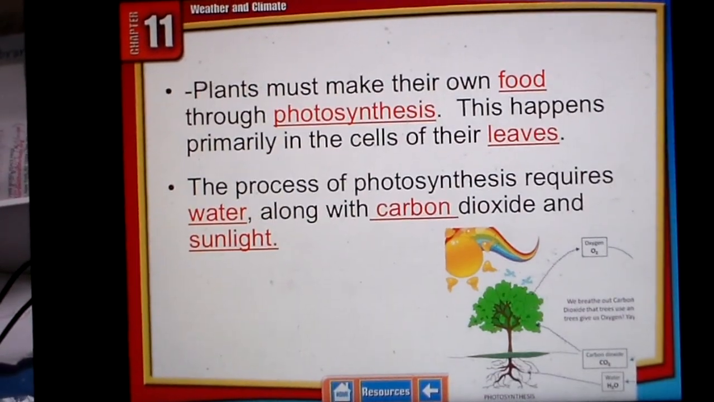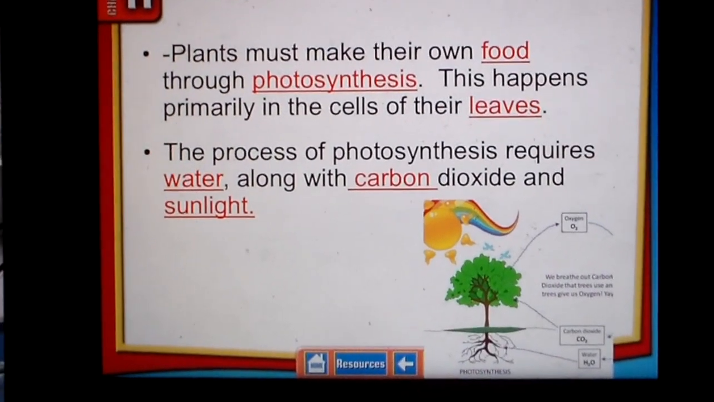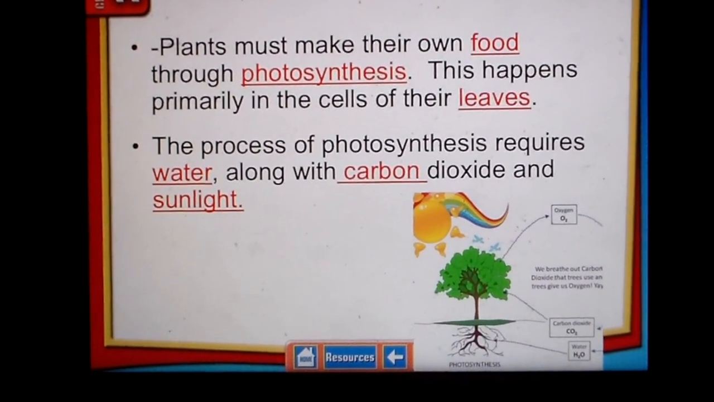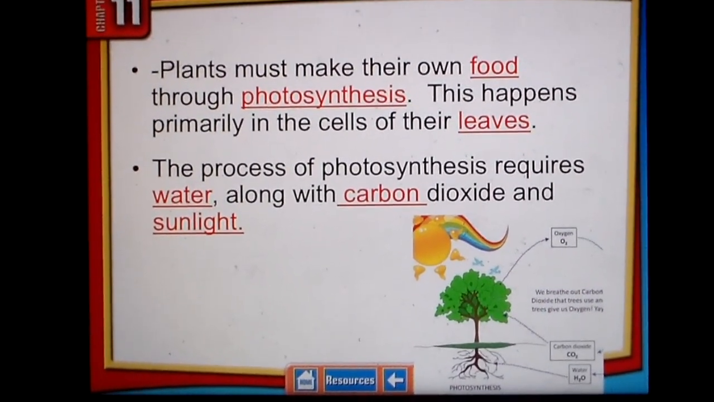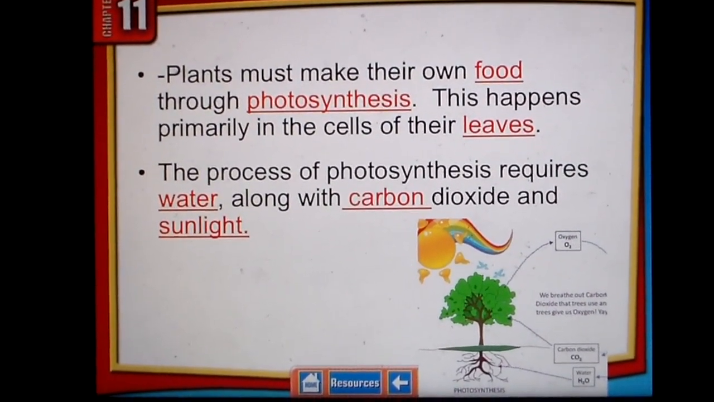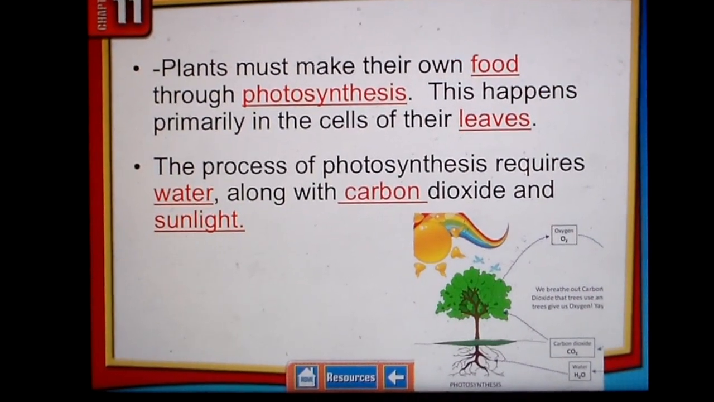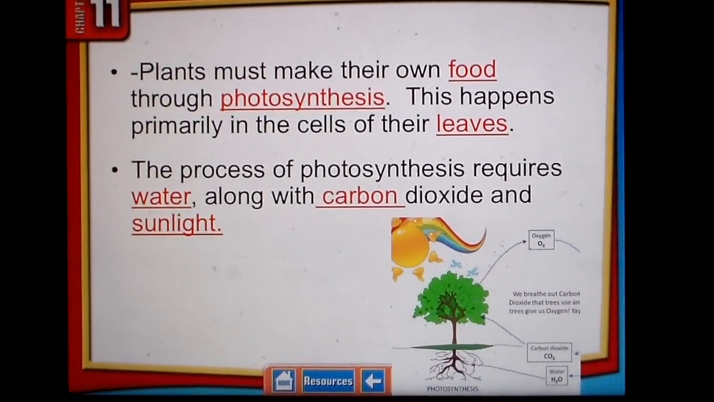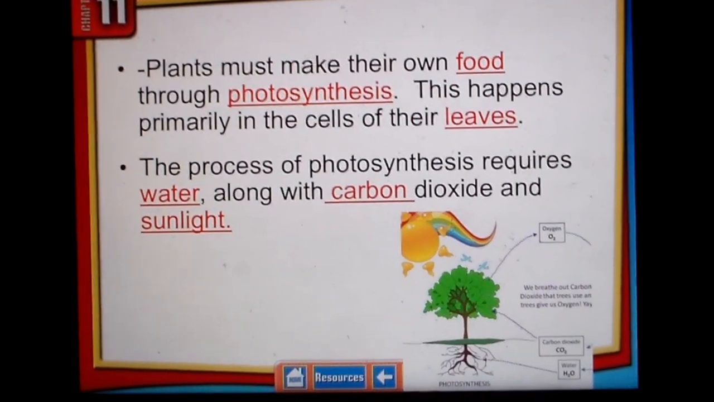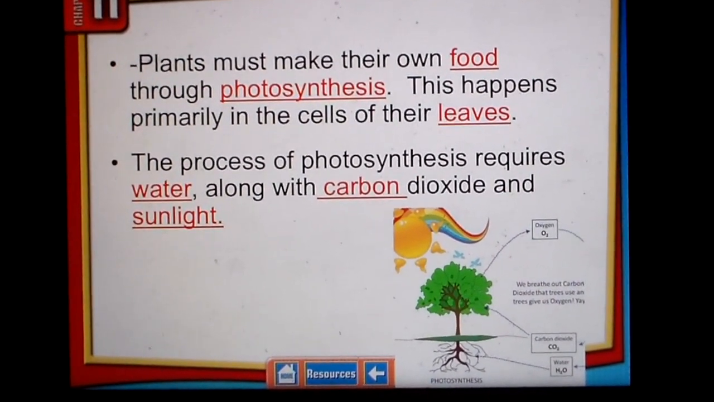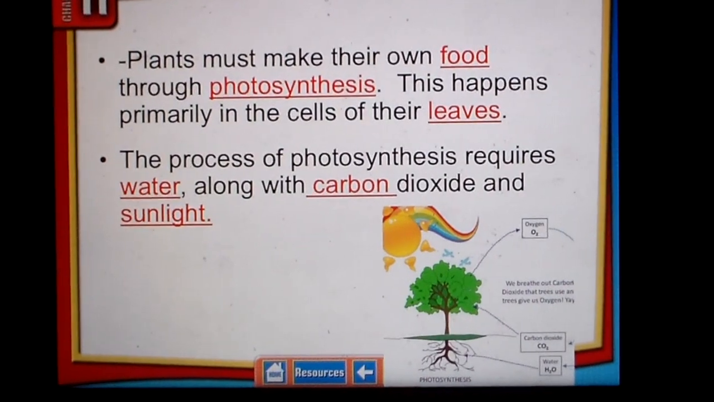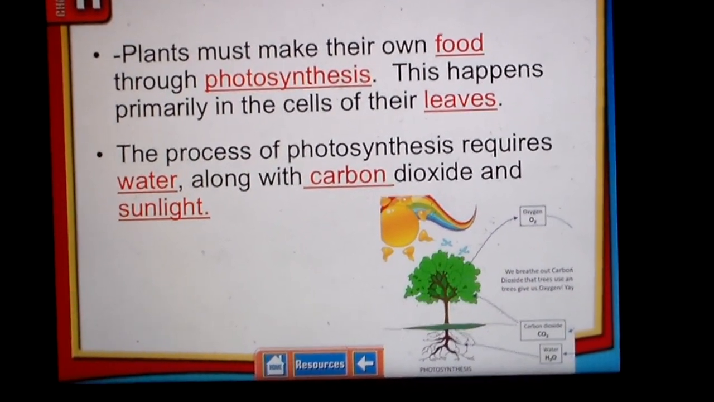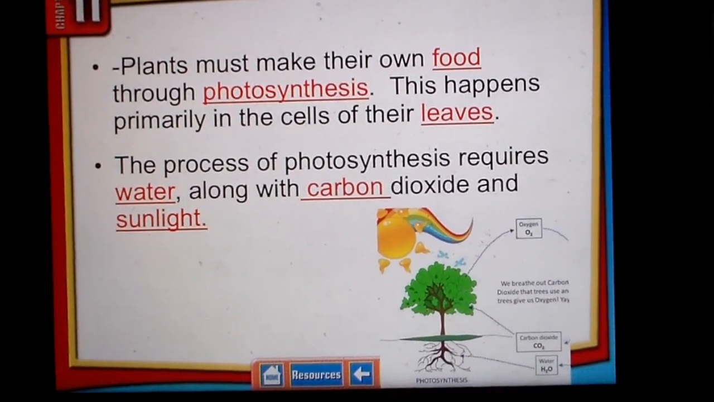So that's the first thing we're going to fill in on our note paper here. We need to remind ourselves that plants must make their own food through photosynthesis. Remember, plants cannot go to the grocery store, they can't hunt down their own food, so they need to make their own food through photosynthesis, and this happens primarily in the cells of their leaves. That's why leaves are green, because they contain chloroplasts. And if you remember, the process of photosynthesis requires water along with carbon dioxide and sunlight.